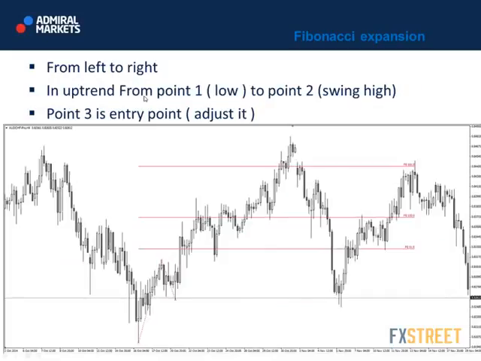So this is Fibonacci expansion in downtrend. In uptrend, it's basically the same, but you just need to do it vice versa. You have point 1, point 2, and let's say that this is point 3 where you made an entry, somewhere around this region here, and look at the targets. Look how price beautifully reacts to these levels. Rejections, rejections, breakout, rejections, breakout, rejections. So Fibonacci expansions are widely used, and that is why traders love to use it for taking profits.